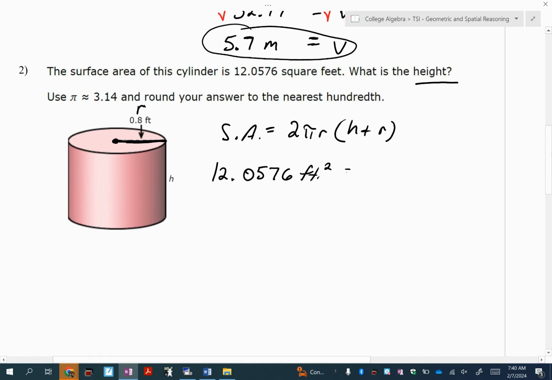Okay, so they're telling me that the surface area is 12.0576 square feet. Now, 2 and pi are just numbers, right? Pi, it says we're going to use approximately 3.14. So this is one of those things where IXL is actually asking you to be less precise, right? On these calculators, there is a way to type in the symbol pi. But when you're doing this link, use 3.14, even though, hopefully we know, that means it's less accurate.